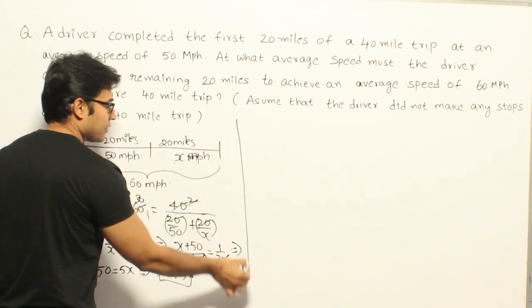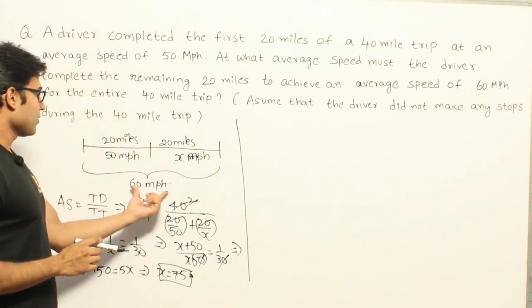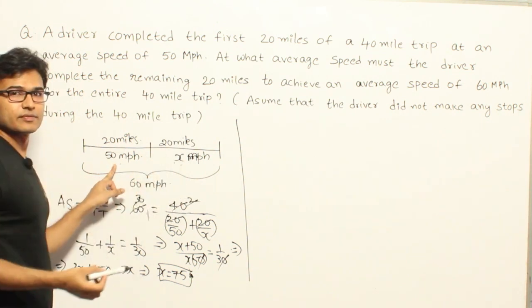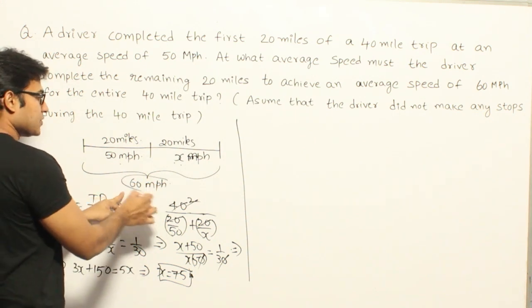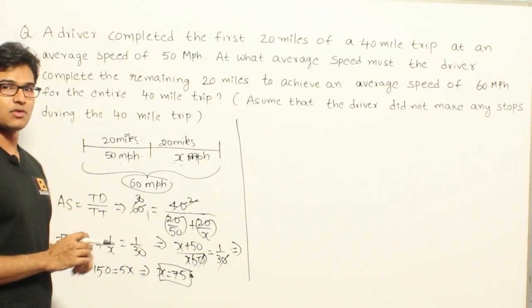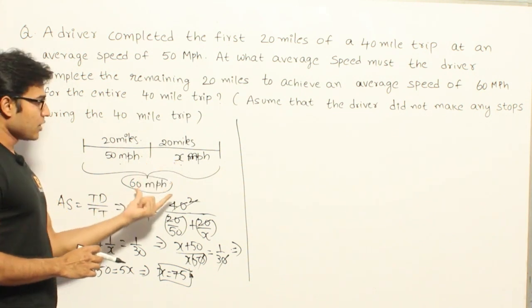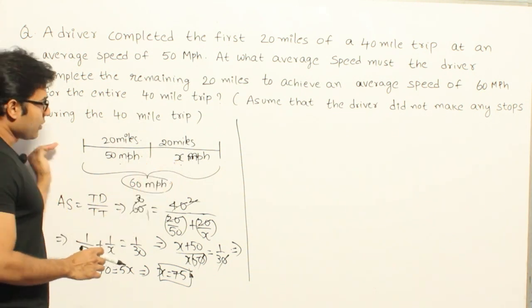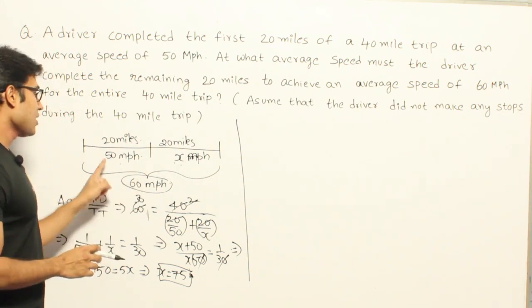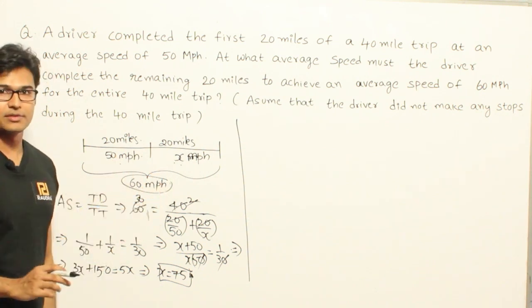Now if you take it the other way, if you just see the intuitive meaning of the average speed, what does the average speed say? Average speed says that instead of using these two speeds, if you would have used this speed for the entire journey, the total time taken would have been the same. Got it? You would have traveled the same distance in the same time. So the total time should be constant. Got it?